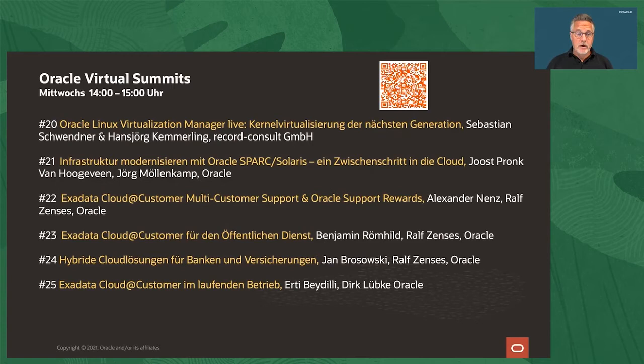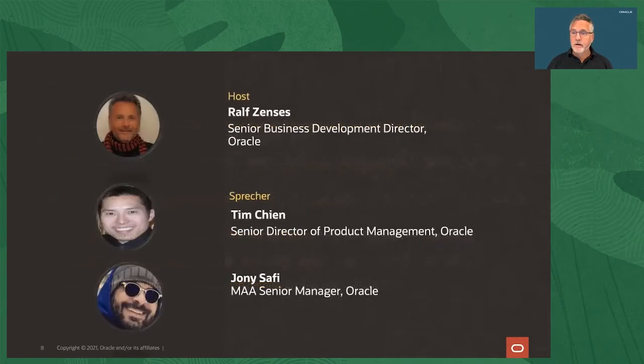Now it's a pleasure for me to welcome our guests, Timothy Chien and Jony Safi. Hello, how are you? Hey Ralph, doing good. Good to have you here. People know you, especially from the DOAG events, but this is some time ago due to Corona, and we're really looking forward to doing the show again in Nuremberg, and I hope you will then enjoy again a car ride from Nuremberg to Frankfurt or something, and get some tears in your eyes, right?